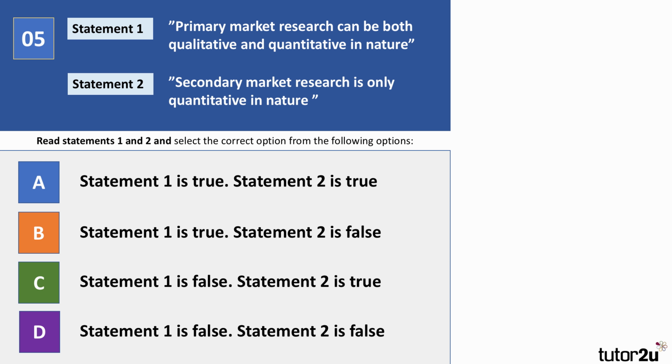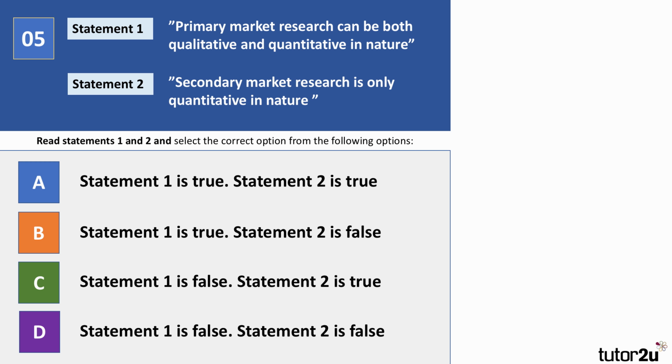How do we get on? Let's have a look. Statement 1. Well, statement 1 is true. Primary research can be both qualitative, i.e. about the views and opinions of those who are being researched, as well as quantitative. Quantitative is all about data, extracting data. For example, a focus group is designed to give you qualitative research. Similarly, a primary market research survey could very much be designed to give you data as well as opinions.